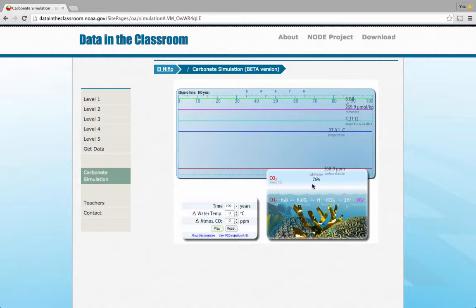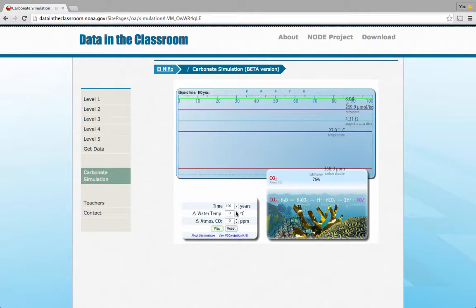Here we see this calcification. This is a percentage relative to what was present before the Industrial Revolution. So during the time of the Industrial Revolution, this would have been 100%. Since then, we're seeing this number less than 100%. The lower this number is, it means that our shells aren't able to calcify as well.